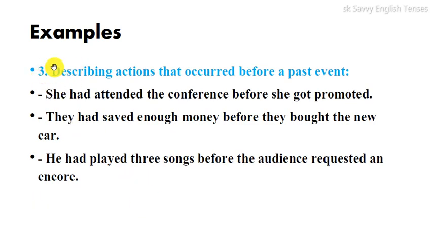Number third is describing actions that occur before a past event. For example, she had attended the conference before she got promoted. They had saved enough money before they bought the new car. He had played 3 songs before the audience requested an encore.